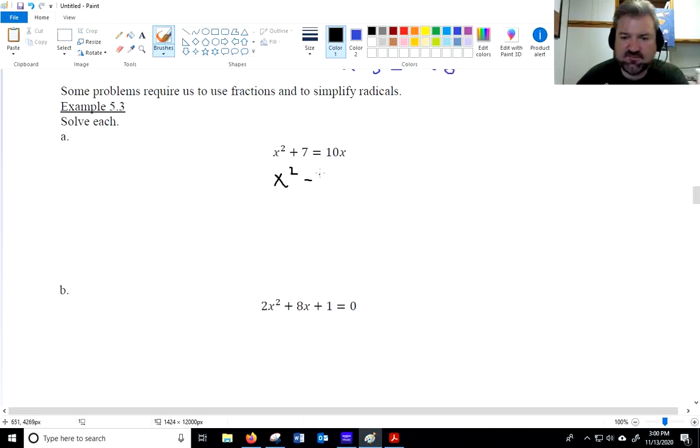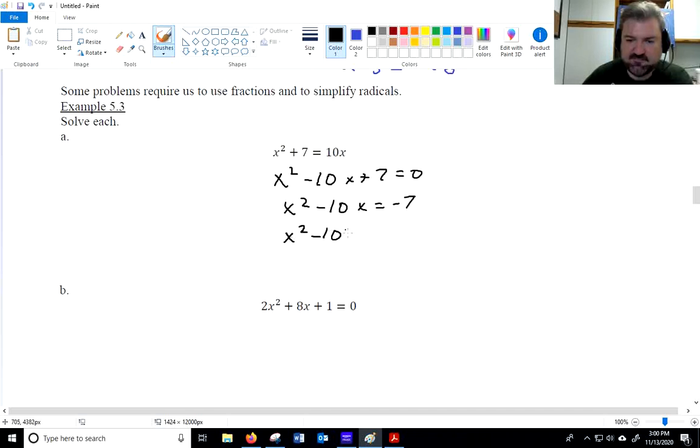Well, if we get the 10x over here, we could try and factor it. That would always be easier, but there's nothing that multiplies to 7 that adds to 10. So I'll just put that 7 right back over on the other side and use completing the square. I'm going to take half of 10, which is 5, and square it, which is 25, and add that to both sides. This factors as x minus 5 squared, and negative 7 plus 25 is 18.